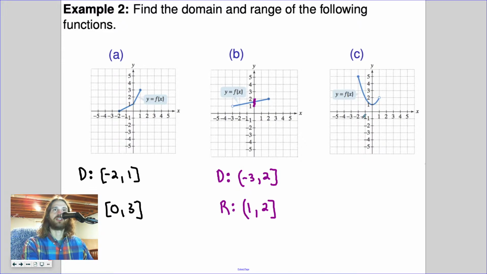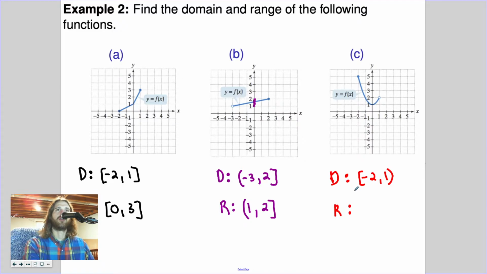Okay, next one, pressing down against the x-axis. If this were to fall down on the x-axis, that's our domain. The domain's lowest value is -2, and that goes up to 1. That's an open circle, parenthesis, and a closed circle, bracket. Now the range.